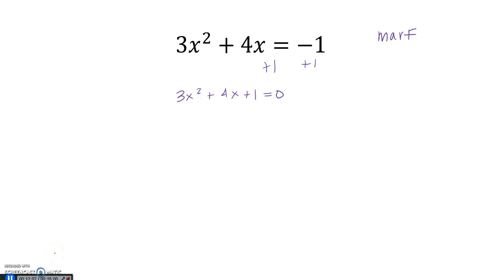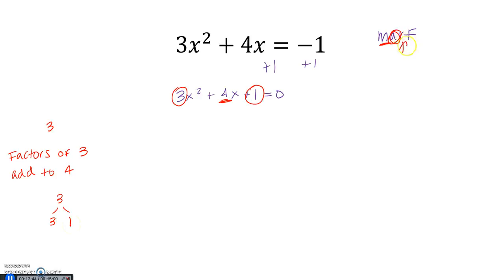I like to use a method called MARF. M stands for multiply. So I multiply the 3 and the 1 together. 3 times 1 is 3. Then you think of factors of 3, or numbers that multiply to 3 that add to the middle number, which is 4. This is the adding step, the A. Numbers that multiply to 3 but add up to 4 would just have to be 3 and 1.